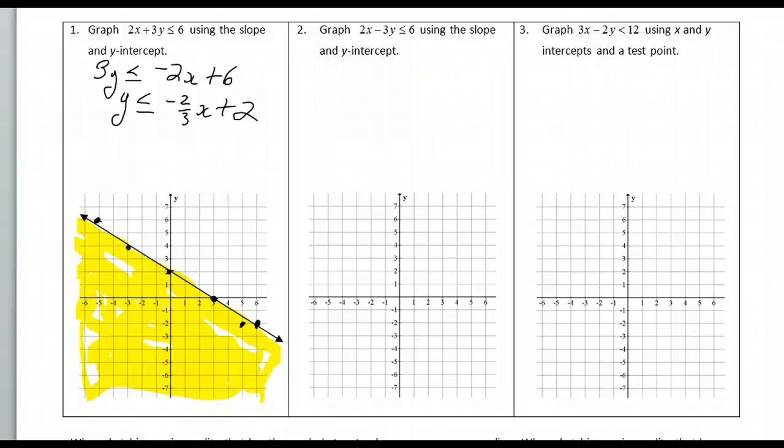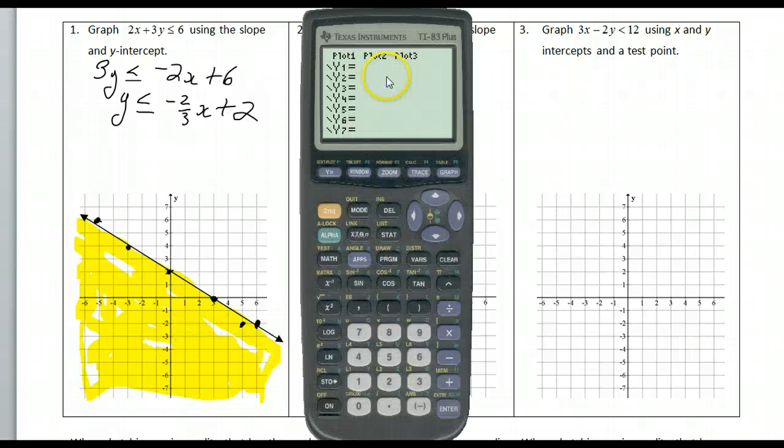Now another way, let's graph this on the calculator as well. I'm going to y equals, and I'm going to type in negative. I like to bracket my fraction, so 2 divided by 3, close bracket, x plus 2. And if I graph that, then what I'm graphing is y is equal to negative 2/3 x plus 2, again matching with what we have there.